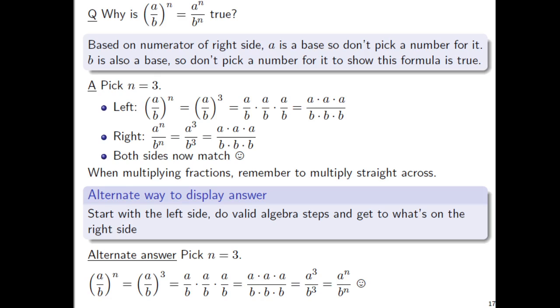I start with the left side, (a/b) to the nth, just replace the n with a 3. So (a/b) to the third, that's a over b times a over b times a over b. Do the fraction multiplication, which is a cubed over b cubed. Now unplugging the n, replacing the 3 back with an n, you have a to the n over b to the n, and that is the right side of the formula. So it's just a different approach. It just organizes the same work that was up here in a different format.